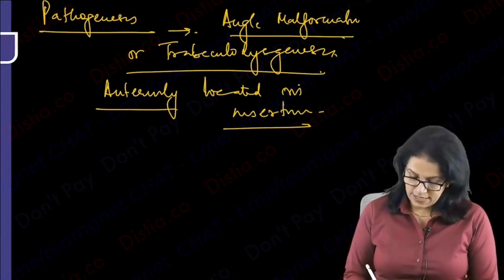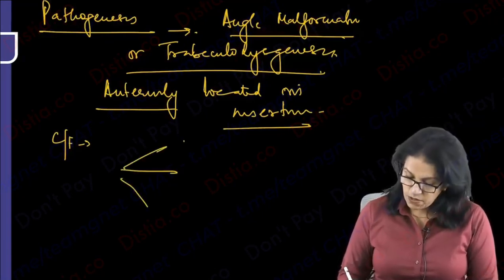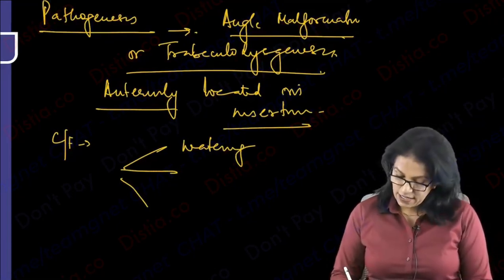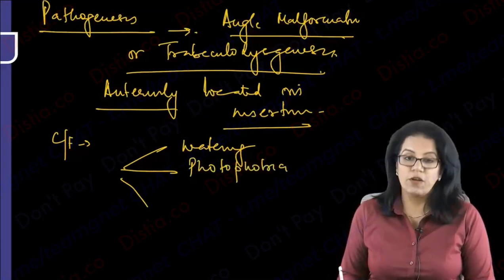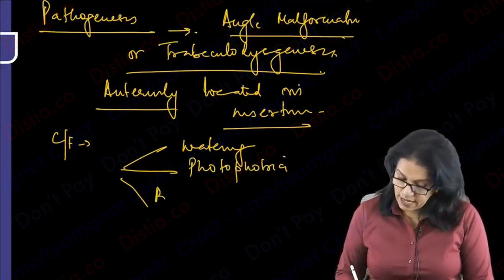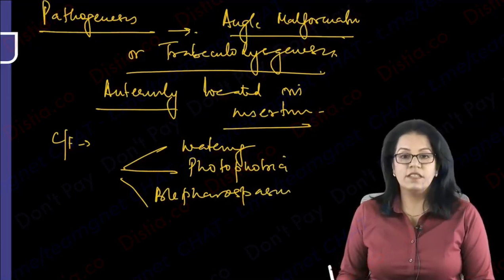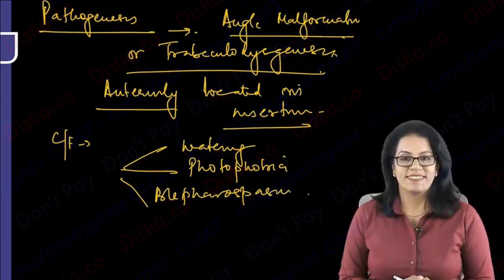So that was about patterns. Clinical features. The child presents with watering. Of course, the parents are noting this. Then photophobia. You all know what is photophobia. Intolerance to even normal light is photophobia. And blepharospasm. What is blepharospasm? When the lids are being closed due to this photophobia, we call it blepharospasm.